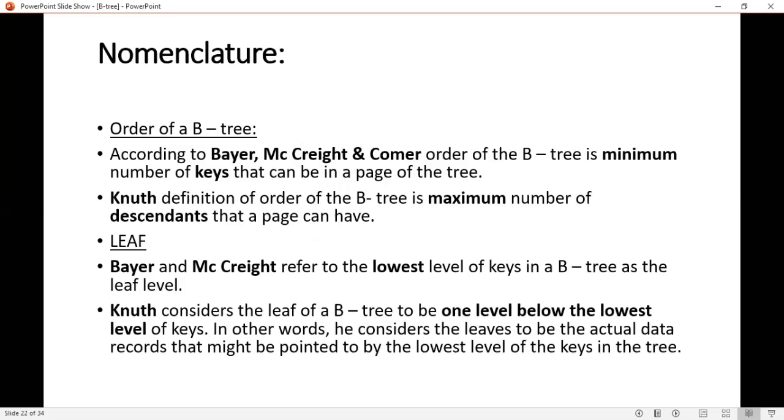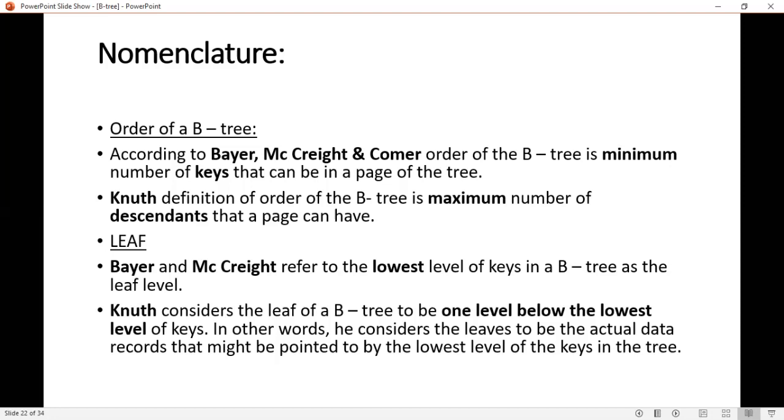Nomenclature: the first one is the order of a B tree. What is the order of a B tree? In our example, I told you the order is M, and each node can store only M keys. According to Bayer, the order of a B tree is the minimum number of keys that can be in a page of the tree. But according to Knuth, the order of the B tree is the maximum number of descendants that a page can have.